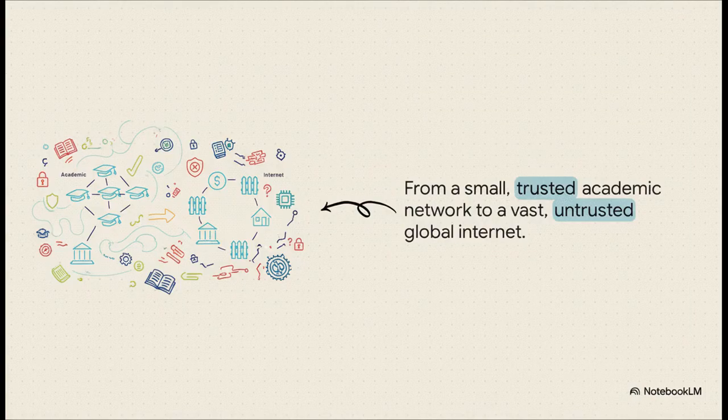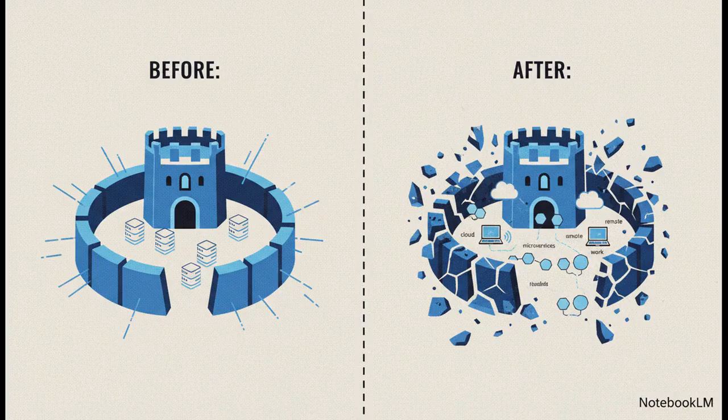And this picture, it just says it all, doesn't it? We went from that little high-trust world on the left to the sprawling, global, untrusted internet on the right. The problem is our security models were built for the world on the left, but we're all living in the world on the right. So here's the bottom line, the big takeaway.